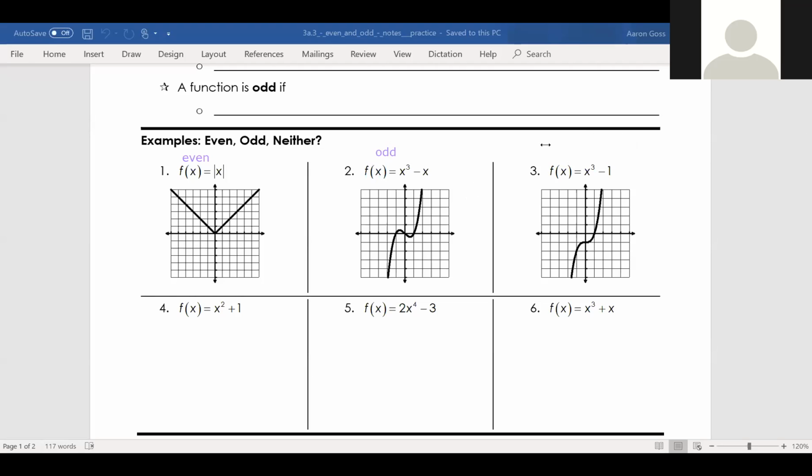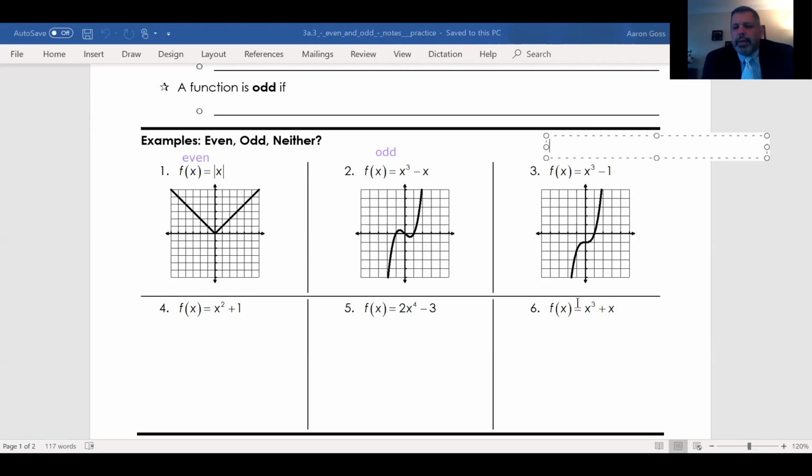About this last one. It's neither. If it were even, I'd be able to fold it hot dog style, but I wouldn't because this line right here would go over there, and this line would go over there. So it's not even. For odd, it has to go through the origin. It doesn't go through the origin. So it's neither. Let's see if we can answer 4, 5, and 6.